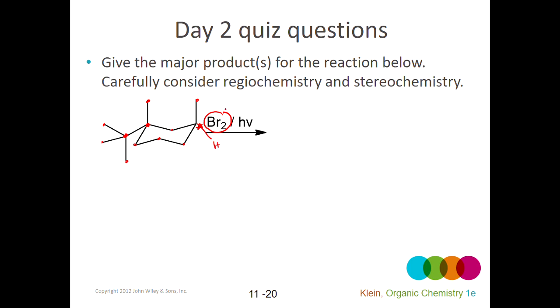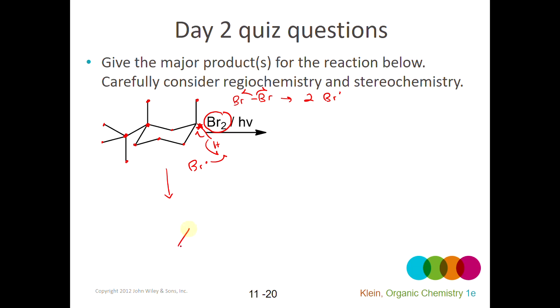What's going to happen first, the Br2 is going to break apart homolytically due to the energy of the light hitting that bond, providing the energy necessary to break it. That's going to produce some bromine radicals, and the bromine radical is going to abstract this hydrogen. It's going to happen there way more often than the other sites because we saw there's a big energy difference between the tertiary, secondary, and primary pathway when bromine is the halogen that you're using.